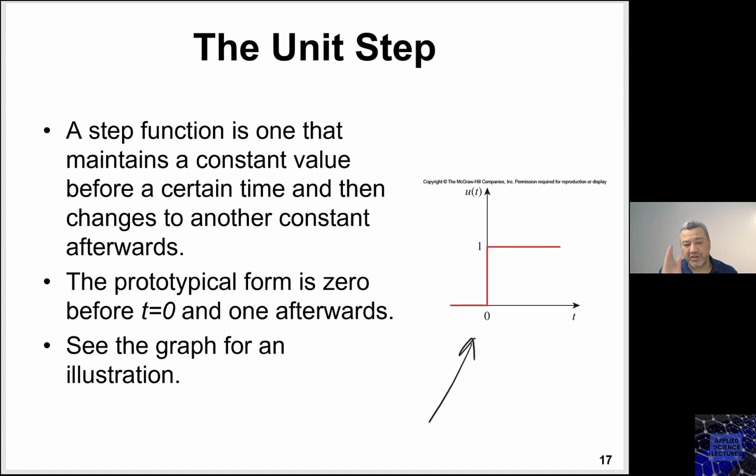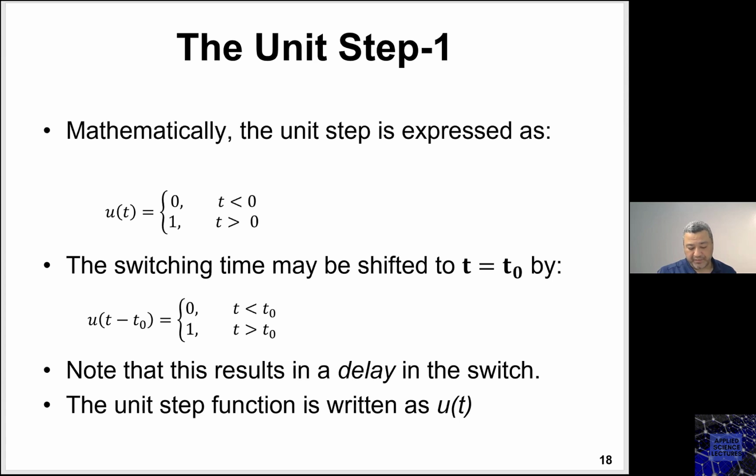0, and at t equals 0, I have a change. And that's why I called it on, off, or off, on. It depends. But here, the step function is defined as 0 before the switching, and then at t equals 0, it jumps to 1. So this is the unit step, and it's defined mathematically this way. The function is 0 before the action that's happening at t equals 0, and it is 1 right after.